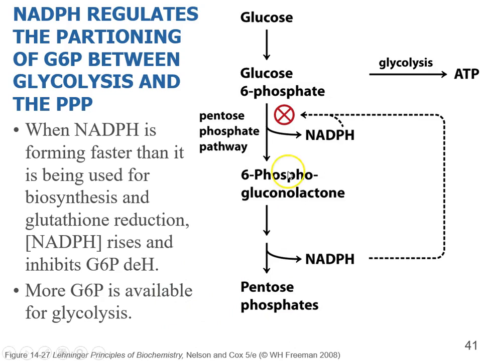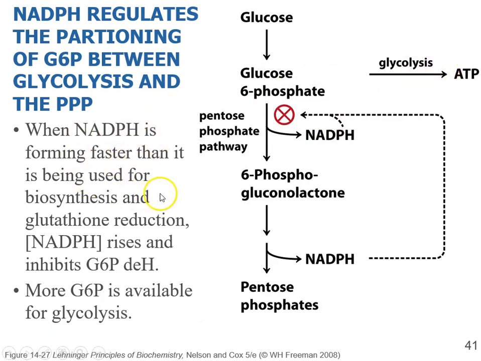What we need to remember is that glucose 6-phosphate can enter the pentose phosphate pathway, but we've also discussed how glucose 6-phosphate enters glycolysis to yield ATP. So the cell needs to balance its need for NADPH and its need for ATP.